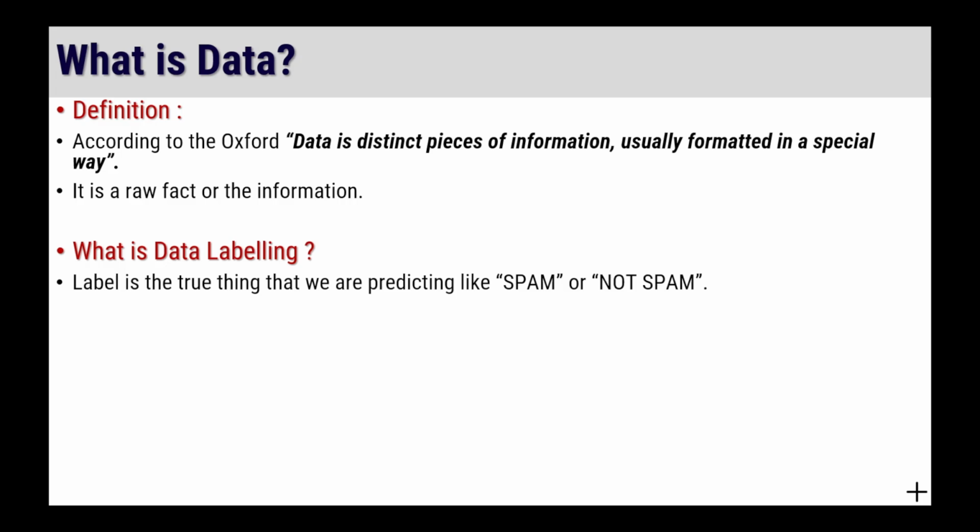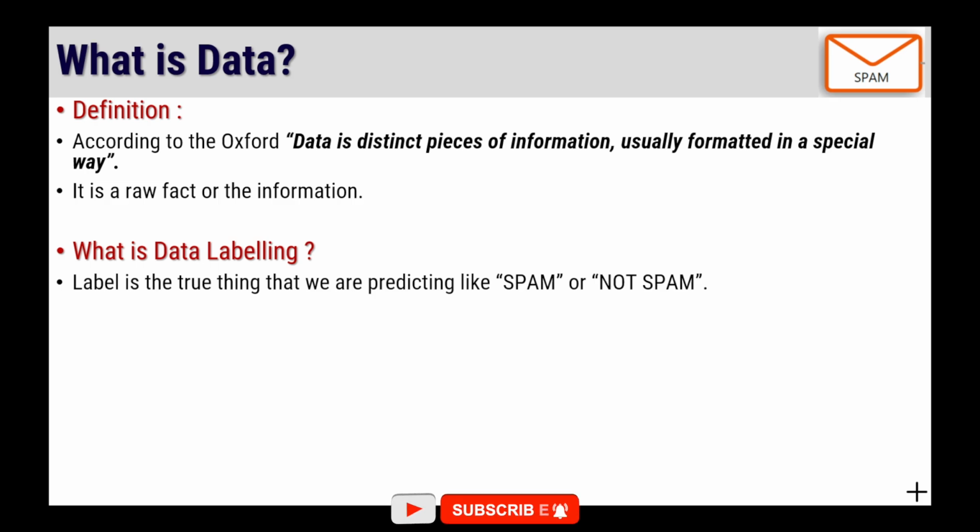Like for an email, the label can be spam or not spam. For a photo of an animal, the label can be dog, cat, elephant, or deer. It can be anything like that. Basically, labels tell us what the data represents. Right? Look at this. This is the image of an email which is tagged or labeled as spam. So I hope now you understand what is a data label.